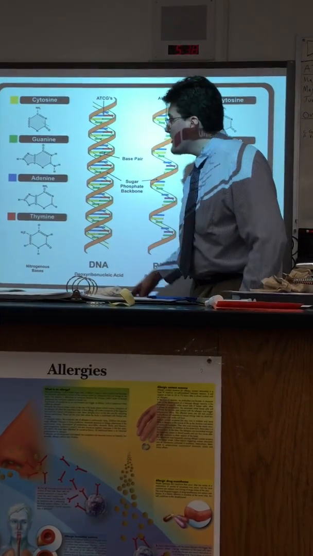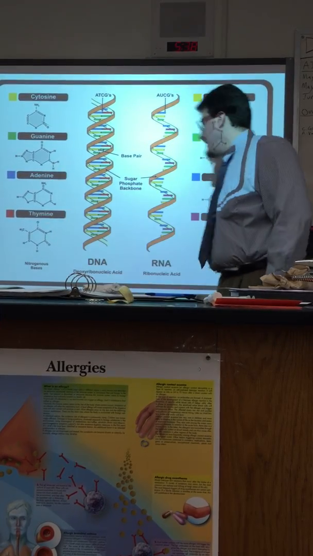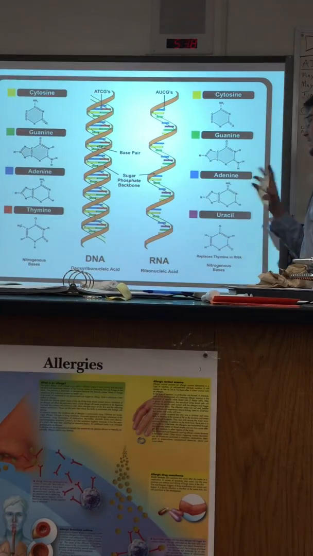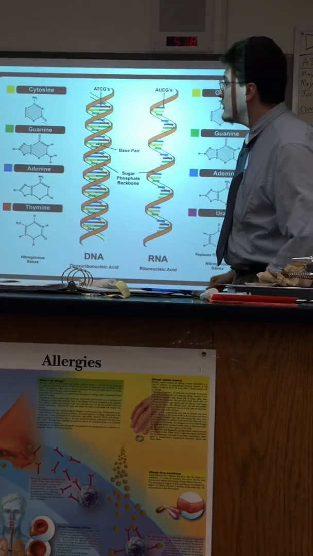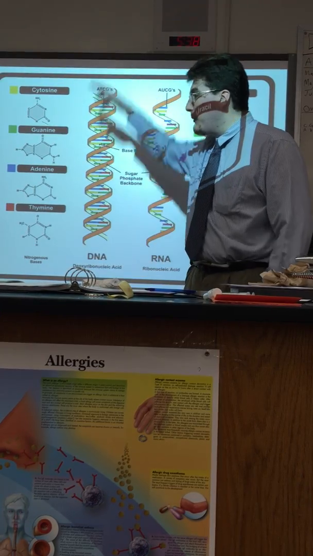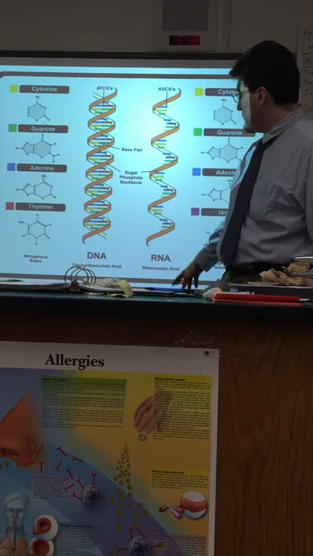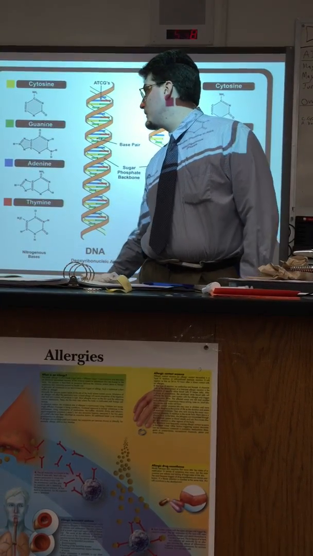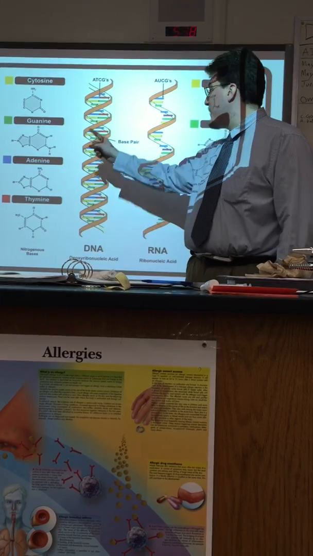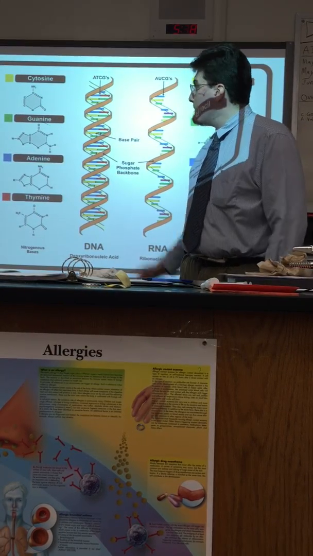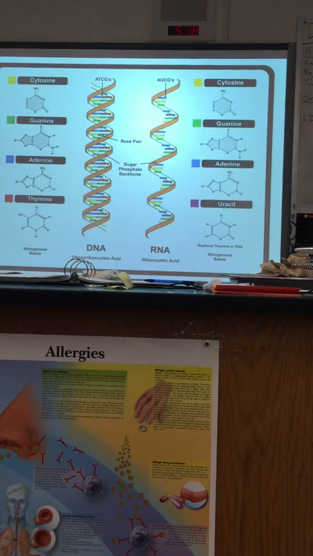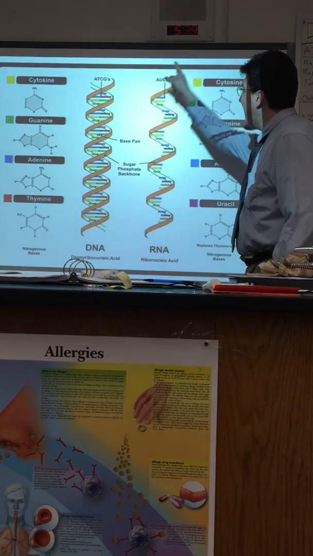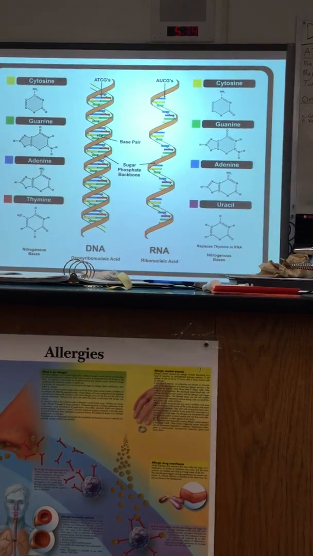So, other things that we notice about this, besides that thymine and uracil are different for the different molecules. DNA is a double helix. RNA is a single strand. It's a double-stranded molecule. And the nitrogenous bases are paired by hydrogen bonding. We can't see that here. There is a sugar phosphate backbone. And here there's also a sugar phosphate backbone.